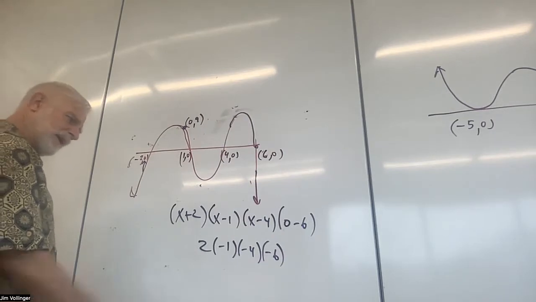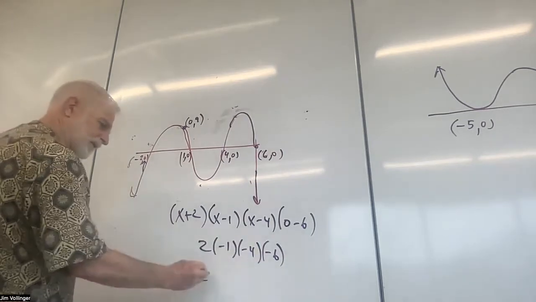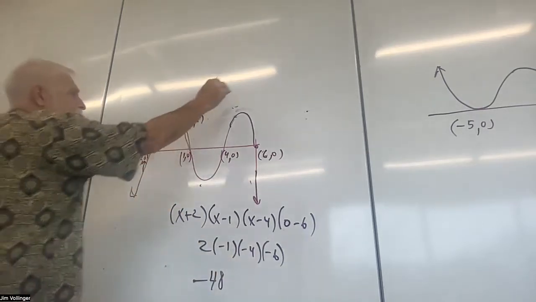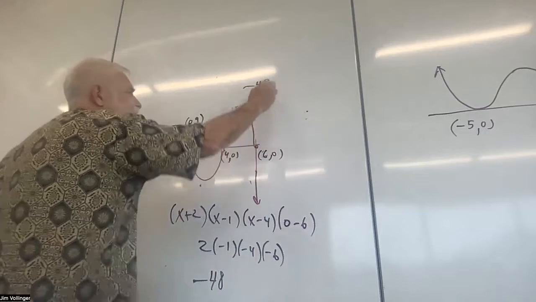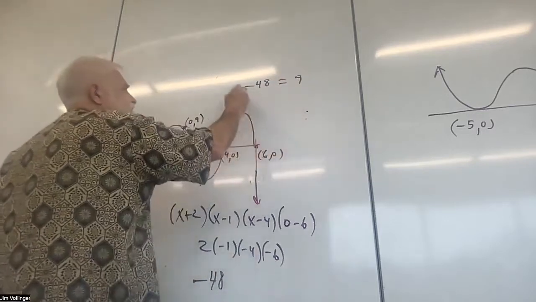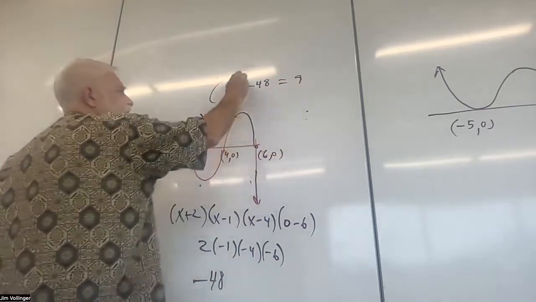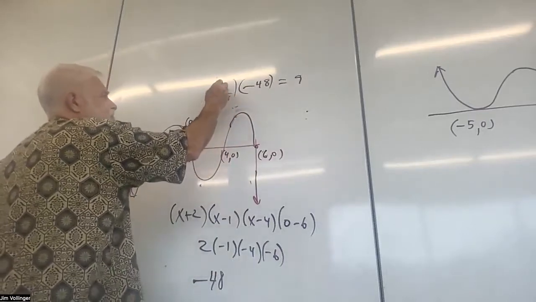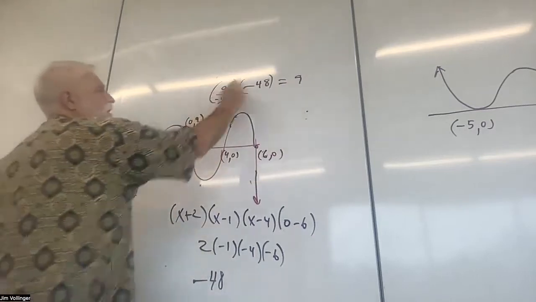Minus, let's see, it's a minus number, so 8 times 6, 48. I don't want that. I don't want minus 48. How can I turn that into a 9? Geez, I think I have to multiply it by something. You know what I'll multiply it by first? That. Oh yeah, that cancels.